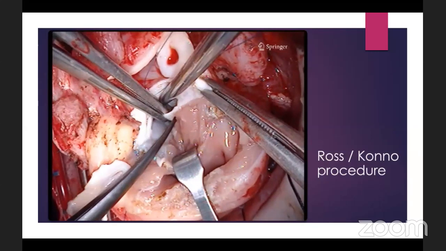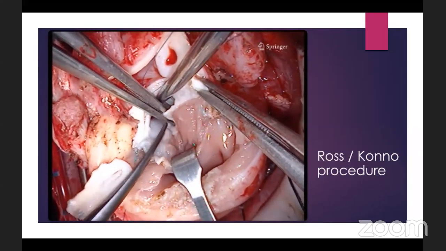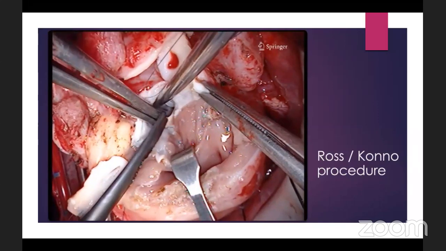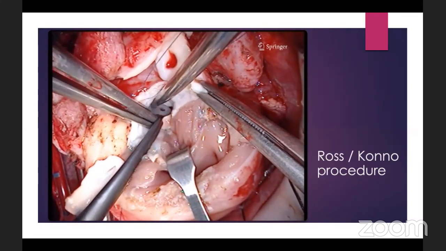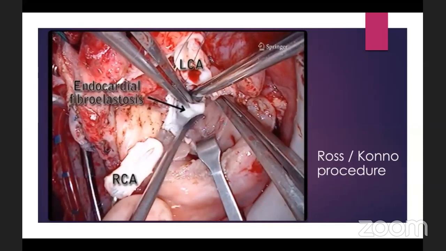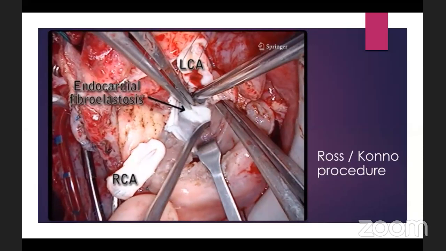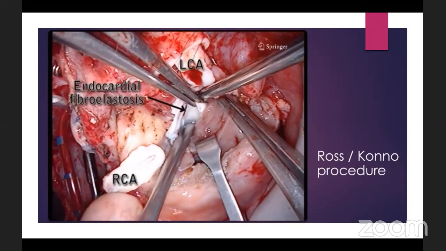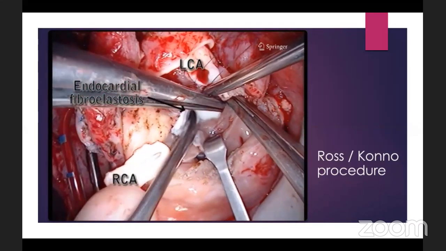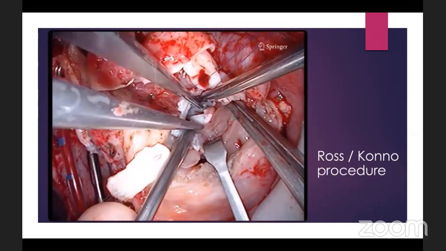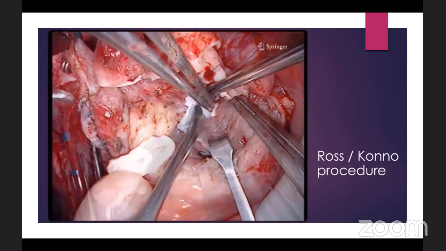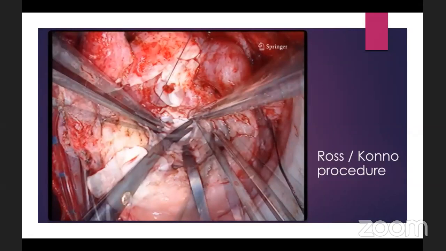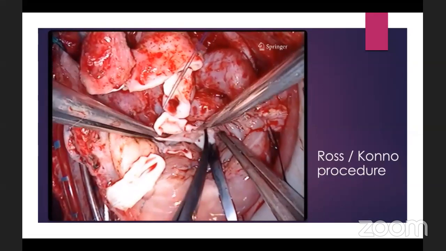This is the endocardial fibroelastosis. It can be very thick and very extensive. It can go all the way around the papillary muscles and to the apex of the heart. And a lot of people believe that if you remove a significant chunk of it, it can improve the restrictive pathophysiology of the left ventricle. Looks like they're going deep into the ventricle in this case.